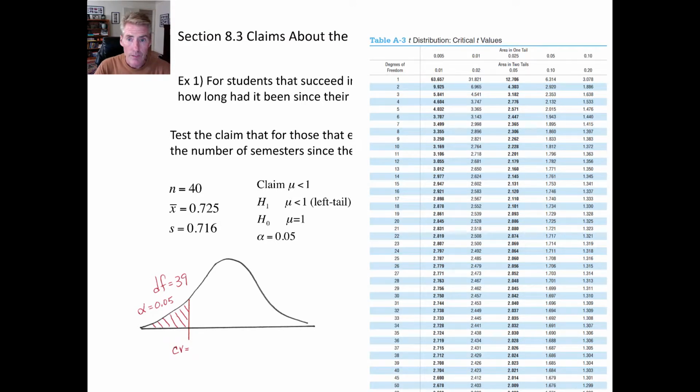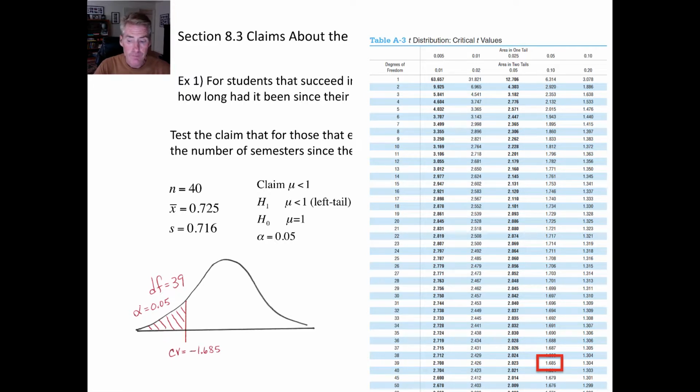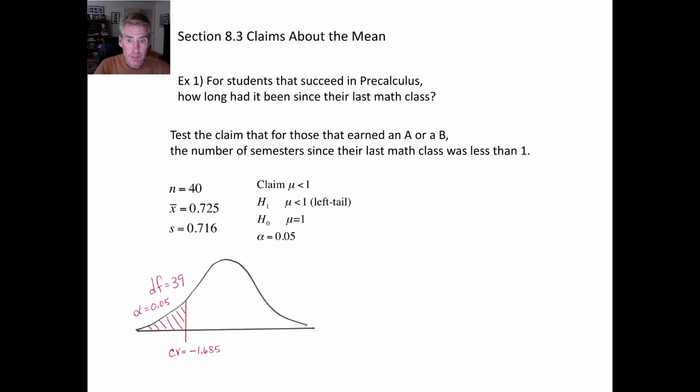So bring out table A3, and this is 0.05 in one tail. So go up here to where it says one tail, and 0.05 means use this column over here. And then go to degrees of freedom of 39, and that is this little magic square right here. So degrees of freedom 39, go over to that column, 1.685. But of course, since it's on the left, it would be a negative number, so write it down as negative 1.685.